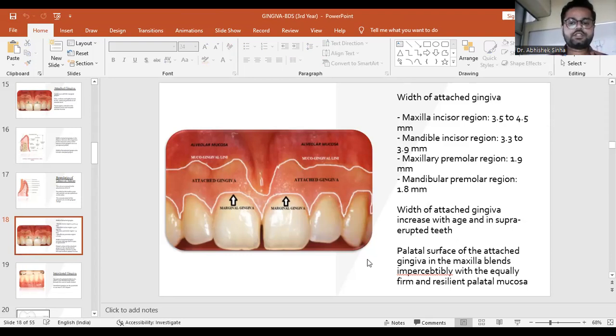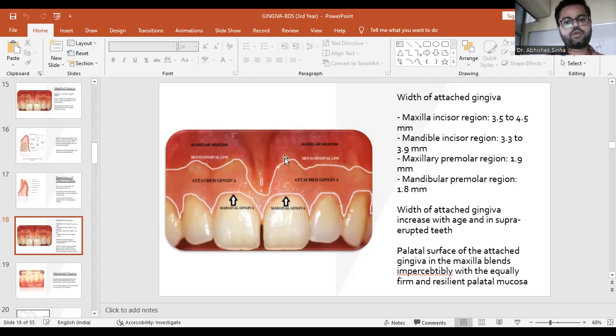The palatal surface of the attached gingiva in the maxilla blends imperceptibly with the equally firm and resilient palatal mucosa. See what happens in the palatal aspect? You do not have anything called marginal gingiva as such. You do not have any alveolar mucosa there, no loose tissue. So there the attached gingiva is blending equally with the firm and resilient palatal mucosa.